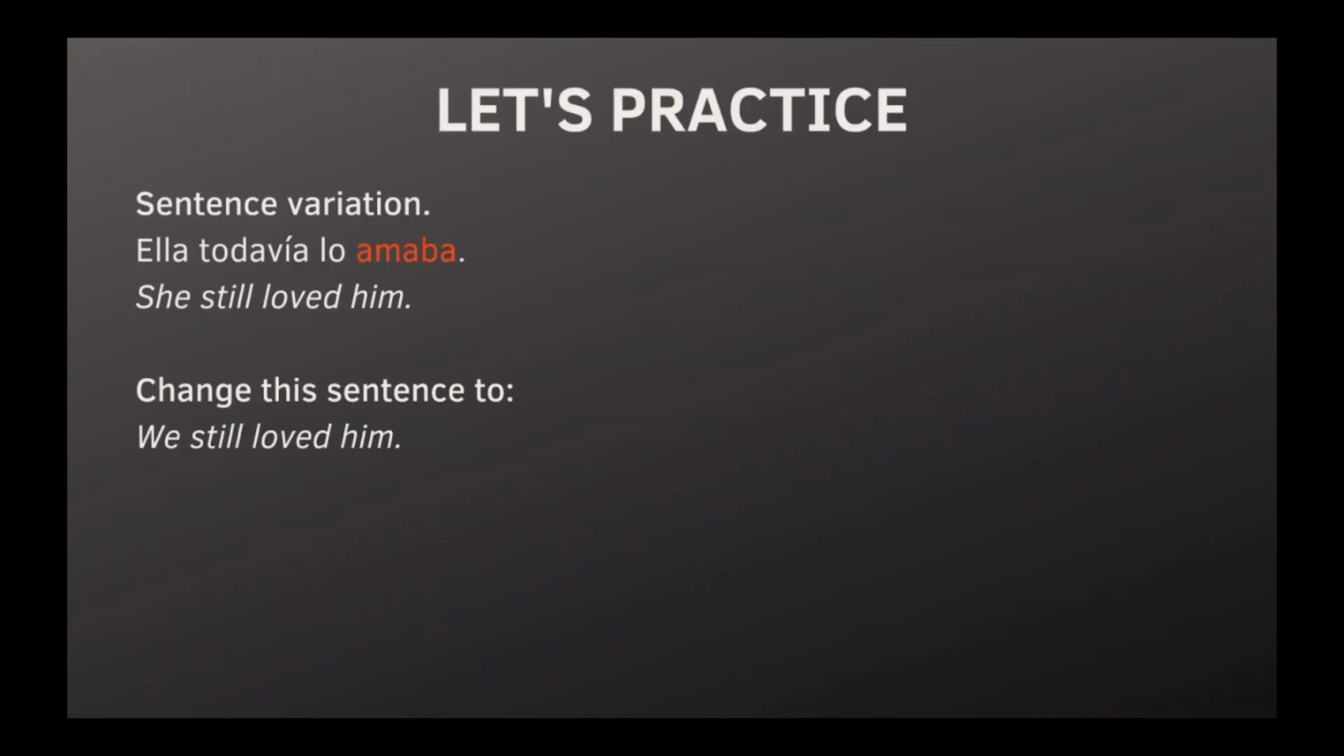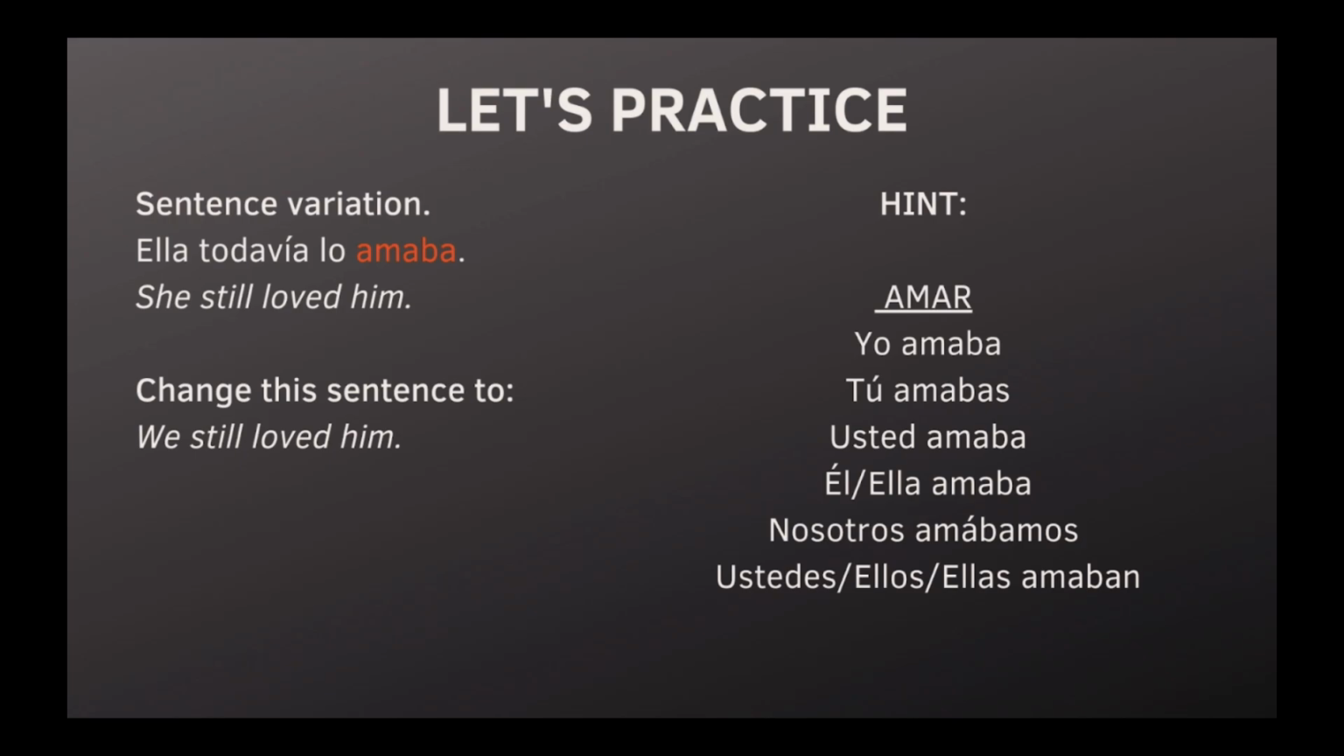Let's practice again. Ella todavía lo amaba. Can you change the sentence to we still loved him? There are two words that you'll need to change. I'll give you a moment before I give you a hint. Okay, so remember how we are going to conjugate amar. So we, find we here on this chart, and then find how we need to create the imperfect tense in the we form. And then notice the structure of the sentence and see where you should put those words.